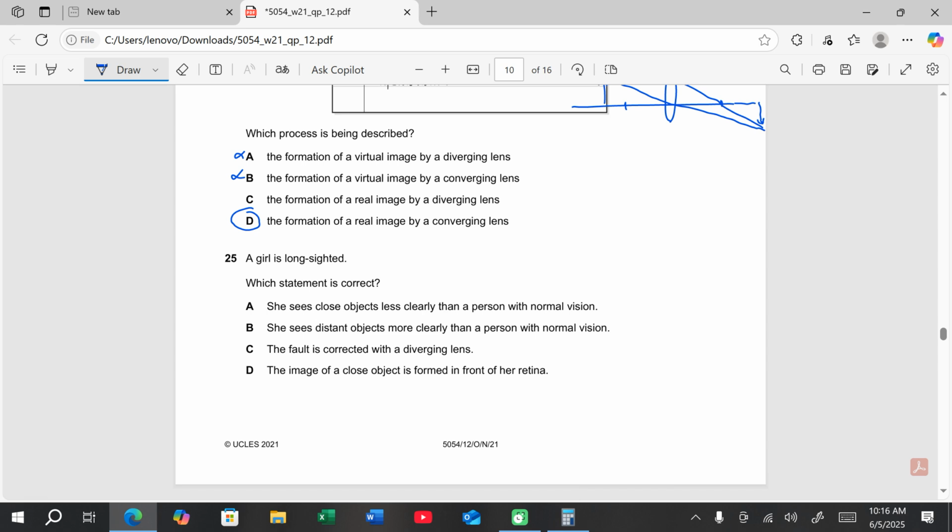A girl is long sighted. Which statement is correct? Long sighted means that she sees the objects which are farther away from her clearly, but the closer objects are not that clearly. So which statement is correct? She sees a close object less clearly than the person. Yes.